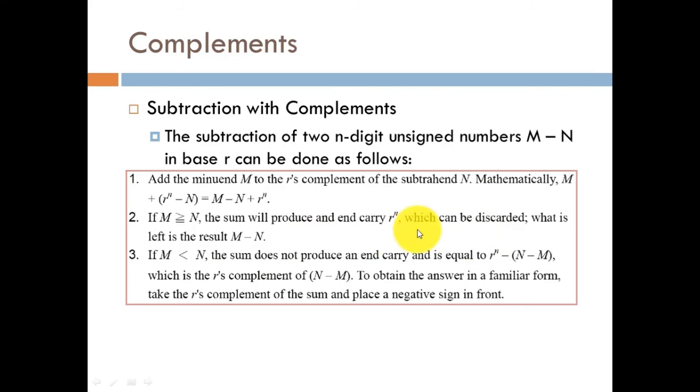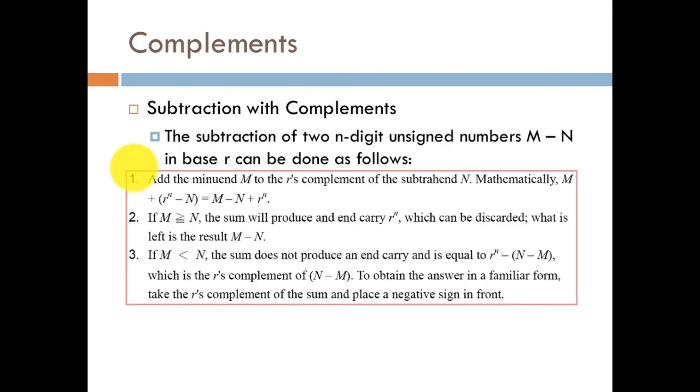If M is greater than N, we need to discard the end carry, whereas if M is less than N, in that case the sum will not produce any end carry and is equal to r to the power n minus (N minus M), which is the r's complement of N minus M. In order to obtain the answer in a familiar form, take the r's complement of the sum and place a negative sign in front. Although this might look quite cumbersome, we will discuss certain examples so you'll get clear about all these points.